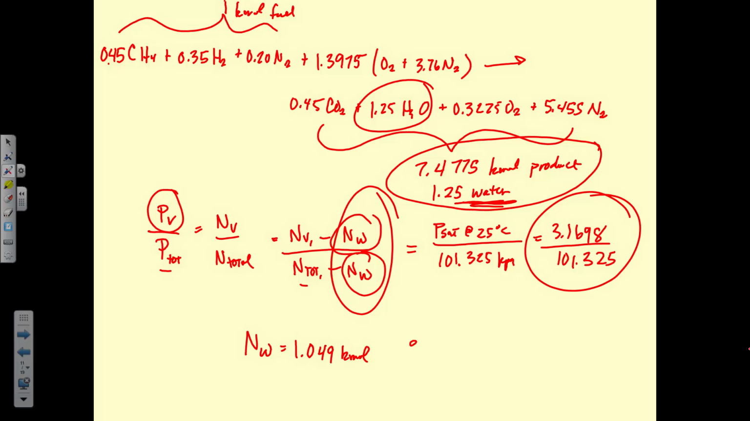So then we can find the percent of water that has condensed out, which is going to be 1.049 divided by 1.25, or how much was there initially. And we find that it's equal to 83.9% of the water will be condensed out if we lower the temperature of the byproducts to 25 degrees Celsius.